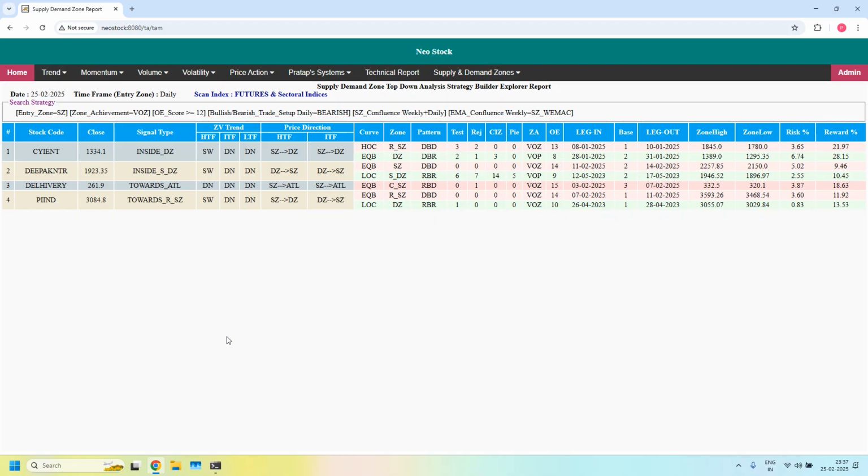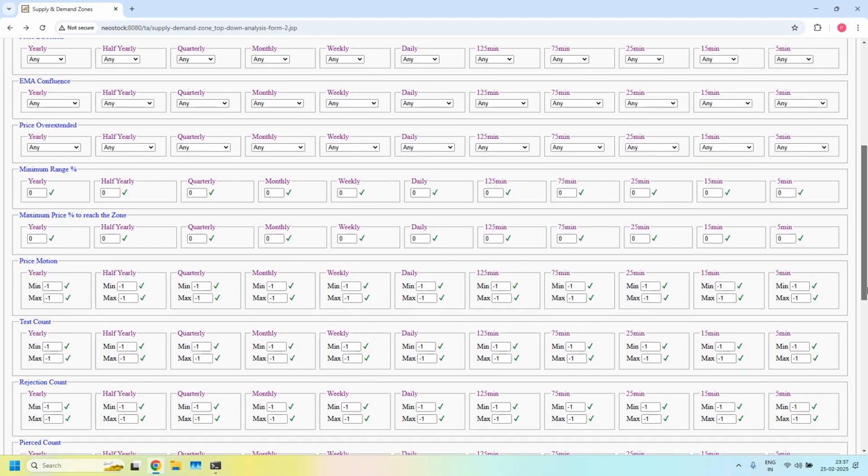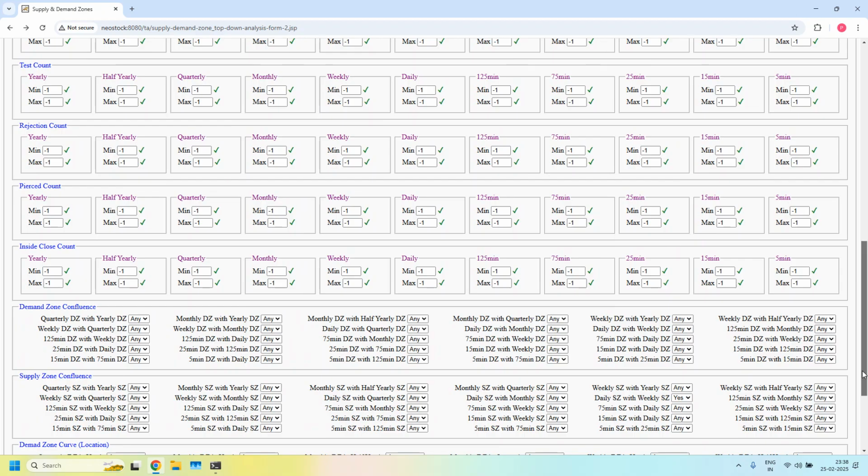Next, we will look at the same stocks from LTF, ITF, HTF supply zone confluence point of view. Removing weekly EMA confluence. In the supply zone confluence, 3 filters we have to set. First filter already enabled, daily with weekly. Next, daily supply zone with monthly supply zone confluence. And then weekly supply zone with monthly supply zone confluence.